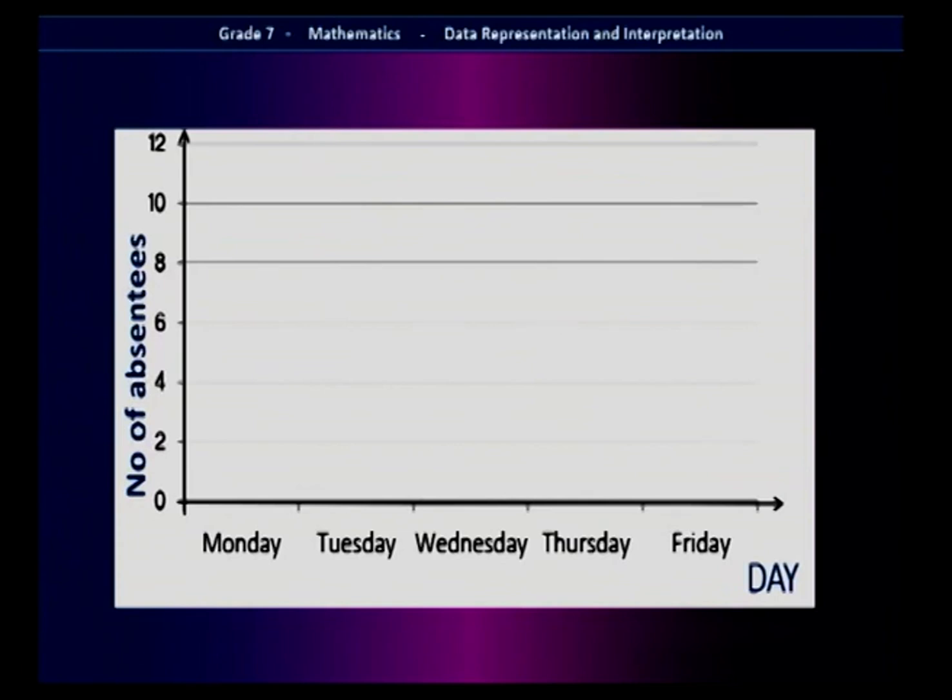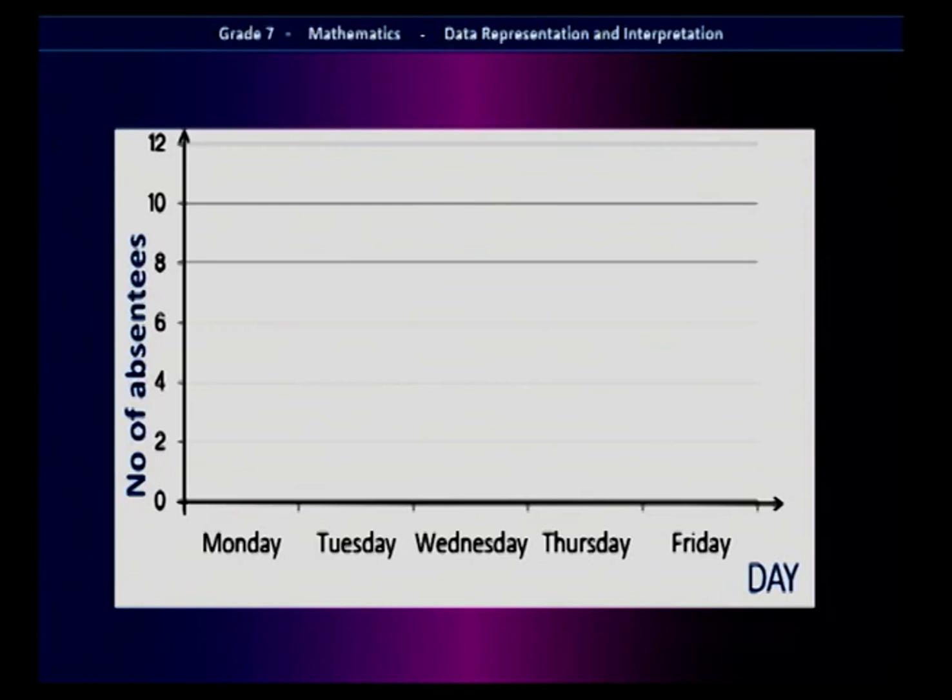Look at the line marked as day. Monday, Tuesday, Wednesday, Thursday and Friday. We can separate them into 5 parts. Then the gap should be the same. Then what about the other axis? To show the number of absentees, we can mark it from 0. Then I marked it 2 by 2: 0, 2, 4, 6, 8, 10 and 12.